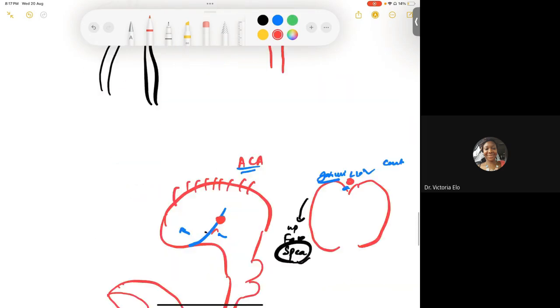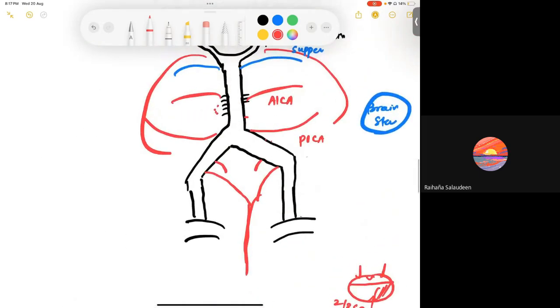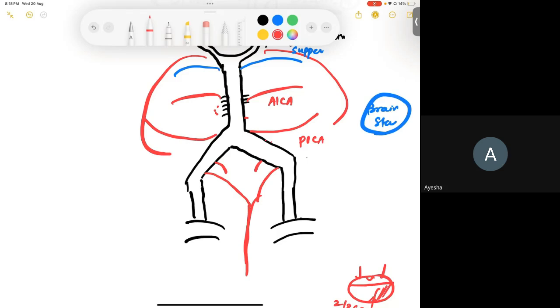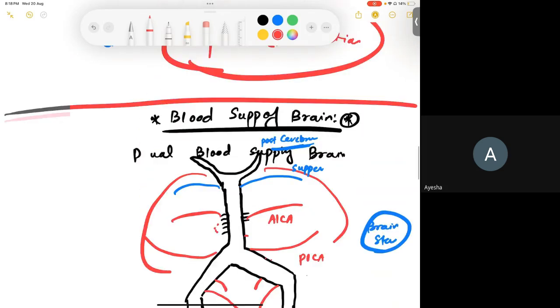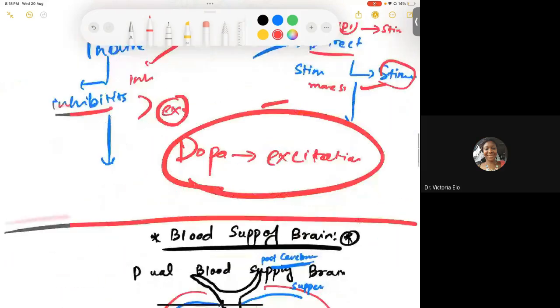Any questions in blood supply? Doc, can you please summarize that portion again where we had the berry aneurysm?